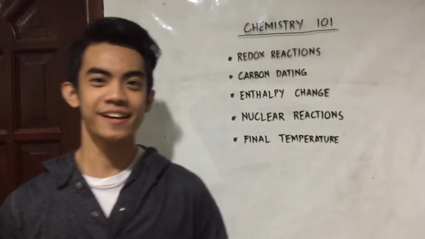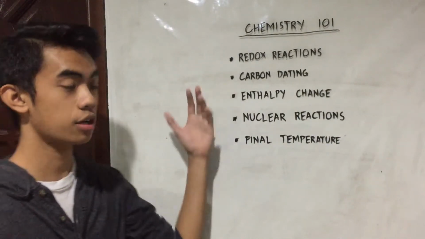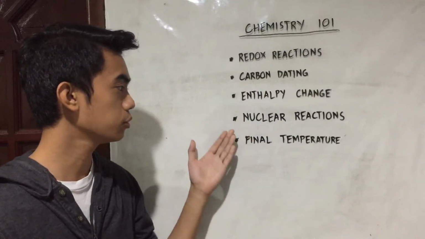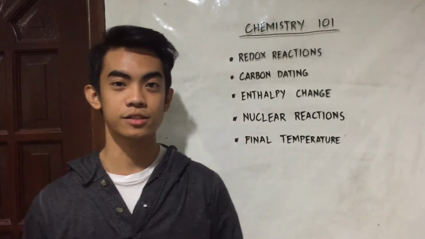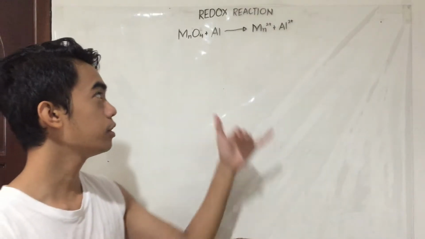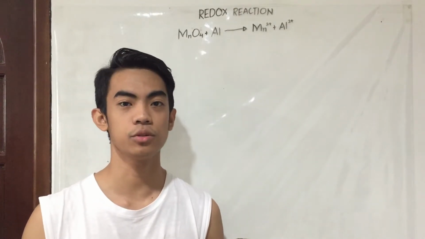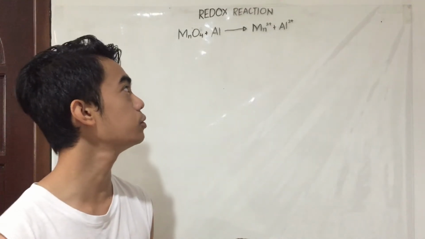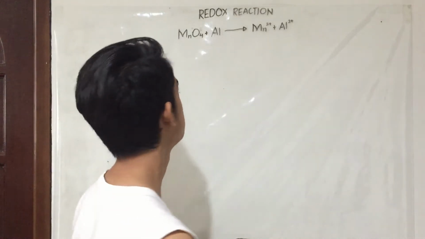Oh my god. Hey guys, for today's Chemistry 101, we're going to discuss redox reactions, carbon dating, enthalpy change, nuclear reactions, and final temperature. For our first topic, redox reactions. Let's get to it. For our first topic, redox reaction, we have here a sample equation that our goal is to make into a basic solution. Now first, what we have to do is get the half reactions of each of these compounds. Now let's solve.